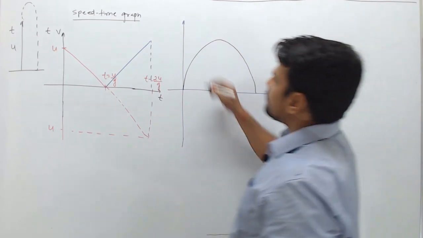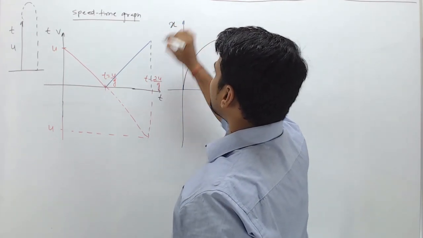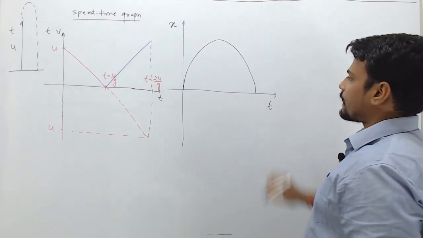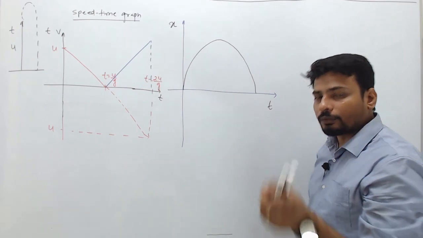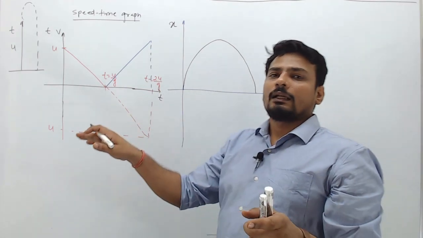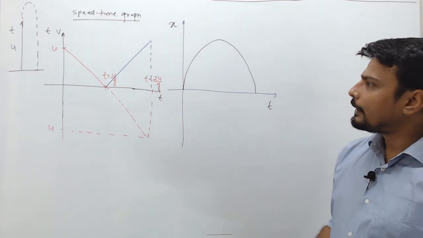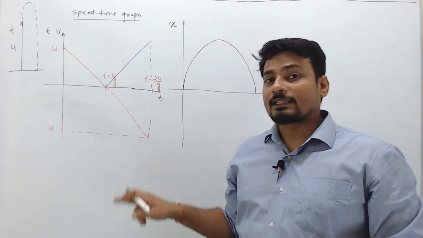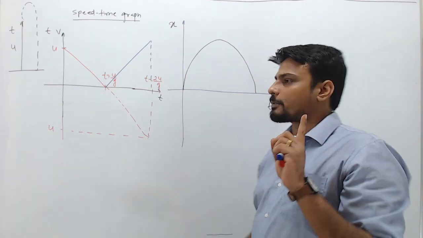Now we know that this was your displacement, but now we are talking about the distance time graph. This is your distance time graph. Distance can never be negative. If the body is moving in a forward direction or in the backward direction, the distance cannot be negative. Distance will always be added because it is all about the magnitude of the displacement.